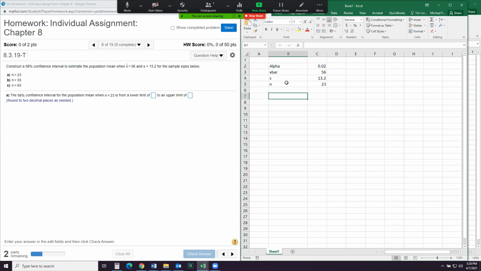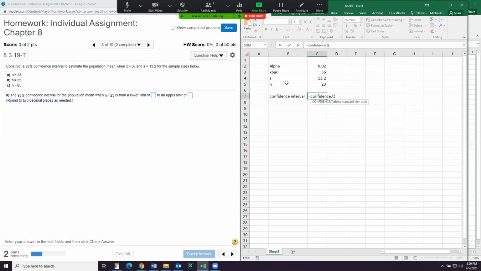So I can use the function confidence dot t to find the confidence interval. And the reason I have to use confidence dot t is because I don't know the population standard deviation. If you remember, the t distribution is just a wider, broader distribution than a normal distribution, which means we're introducing some error because we don't know the population standard deviation. So instead, we're using the sample standard deviation to approximate the population standard deviation. So we'll use the t distribution.